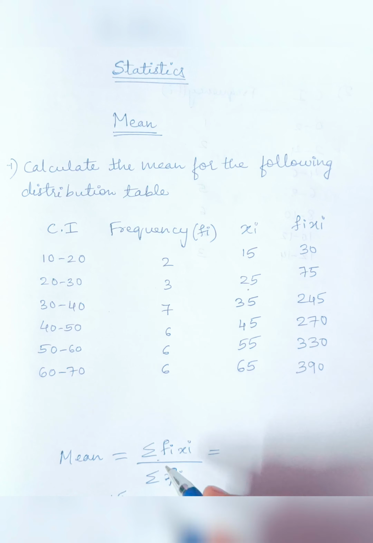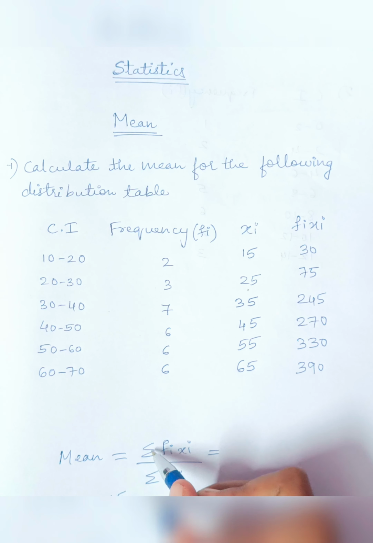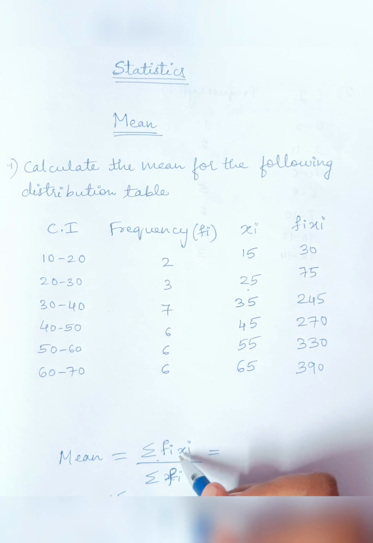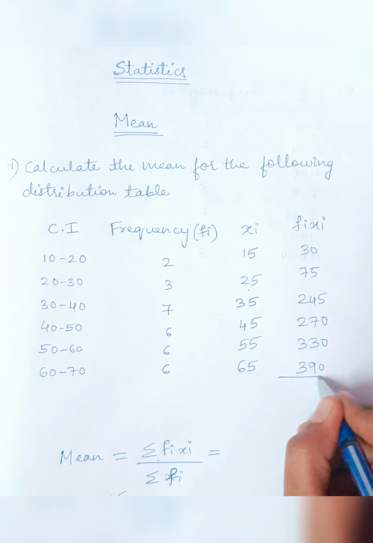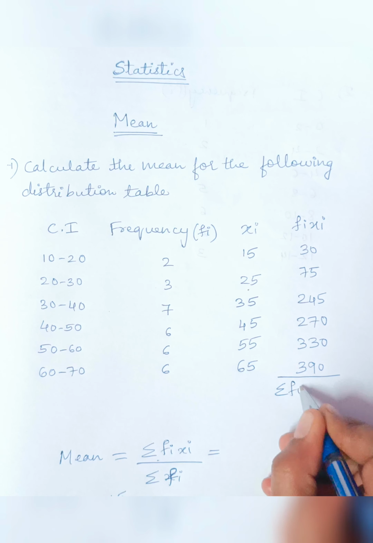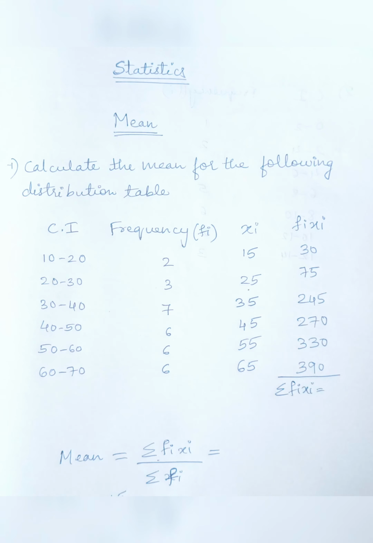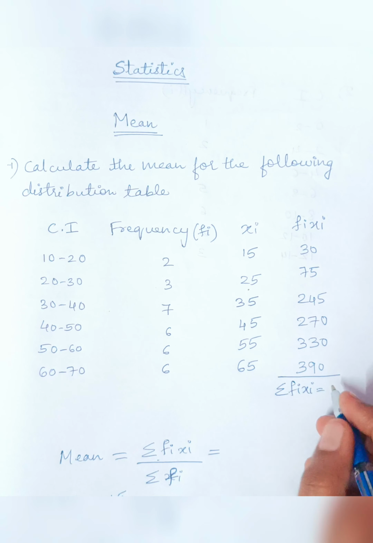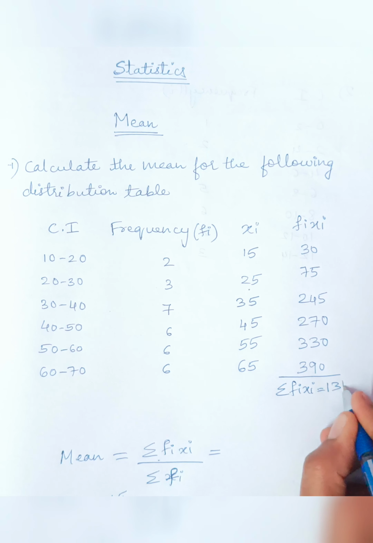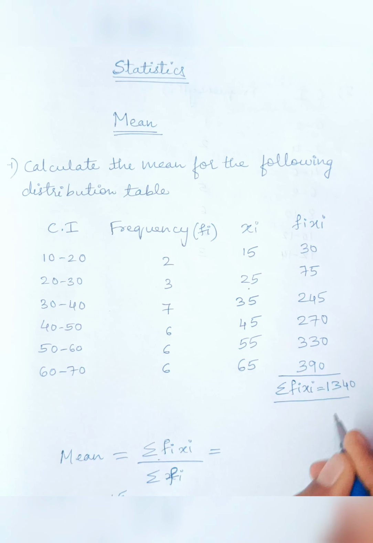The next thing is in the formula they have given summation. Summation in the sense addition. So addition of what? Addition of Fi into xi. So addition of Fi into xi is summation Fi into xi. So what we have to do here is we have to add these all. Addition of all these terms. So how much we are going to get? We are going to get it as 1340.